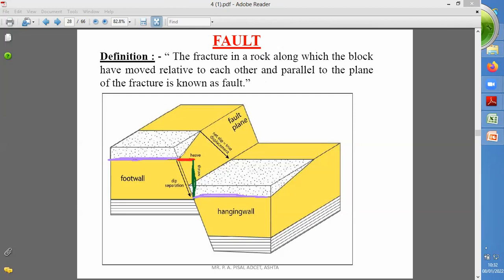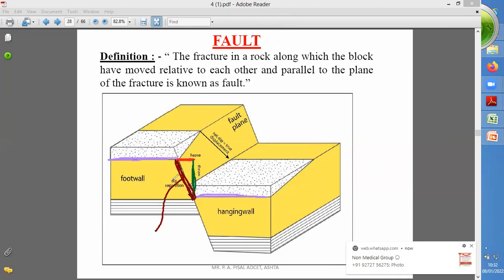Now when block is moved horizontally and vertically, oblique displacement will be there. That is, if the block moves horizontally and vertically, then a third displacement is also formed, the oblique displacement. Okay, so that oblique displacement is considered as a slip. So here the line which I have marked in the brown color, that displacement is considered as a slip. Okay, the vertical green color displacement is considered as a throw, and the horizontal displacement which is marked in the red color is considered as a heave. So here heave, throw and slip are the displacement distances in the fault.